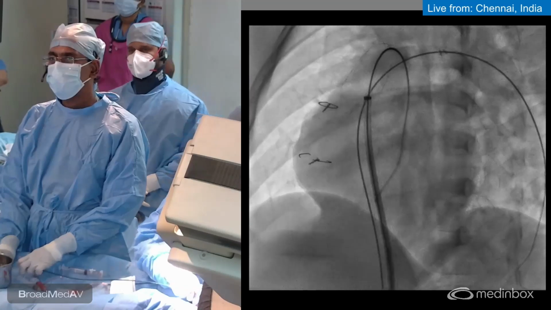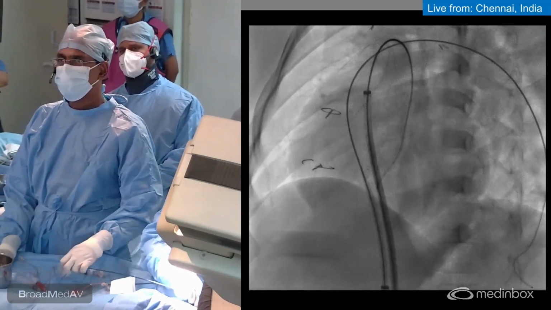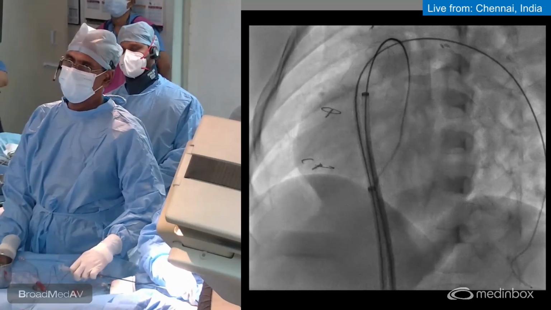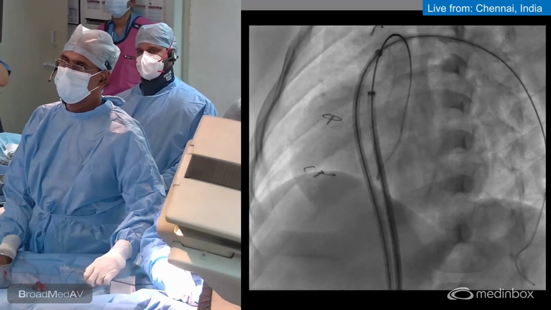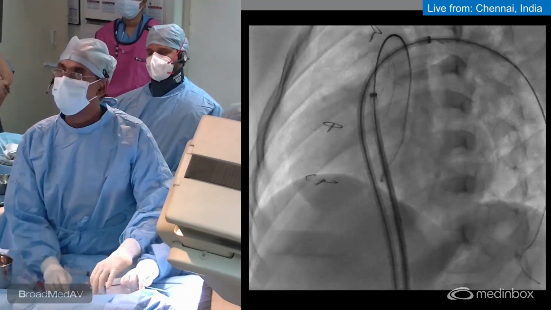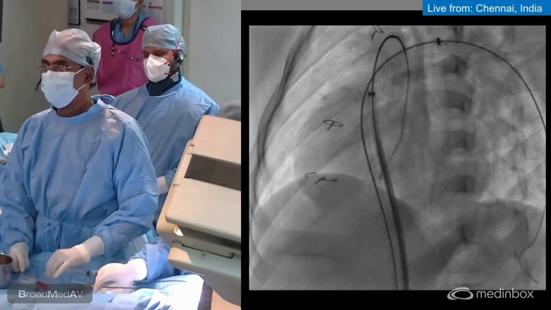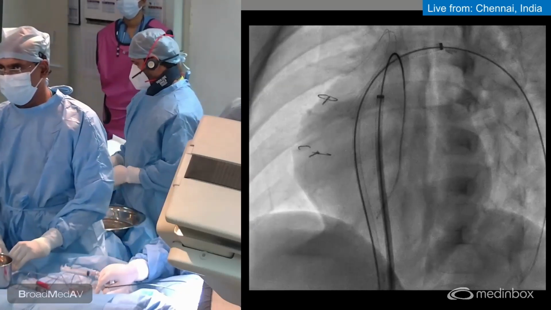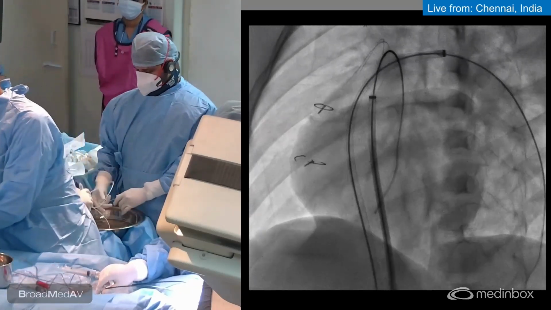Yeah, go inside. Yeah, keep going. Okay. So now I'm taking out, we're holding the sheath. I want again the marker pigtail here. I want to make a second angiogram into the left pulmonary artery in order to see the length of the left pulmonary artery.